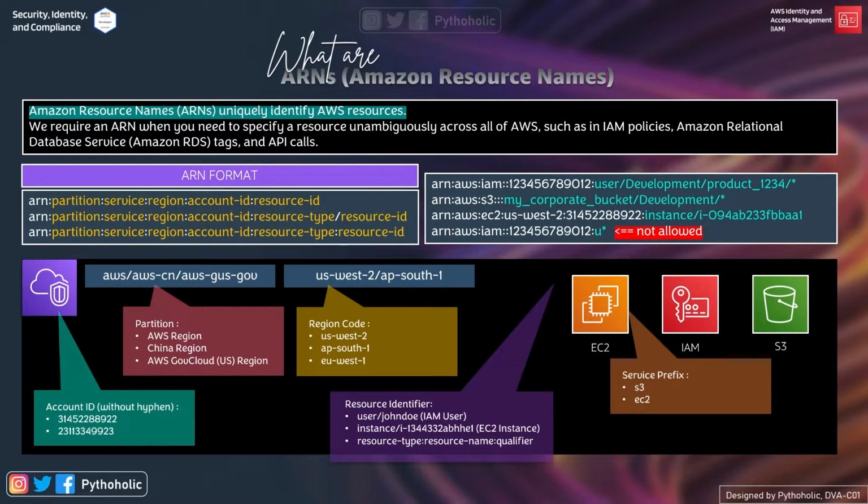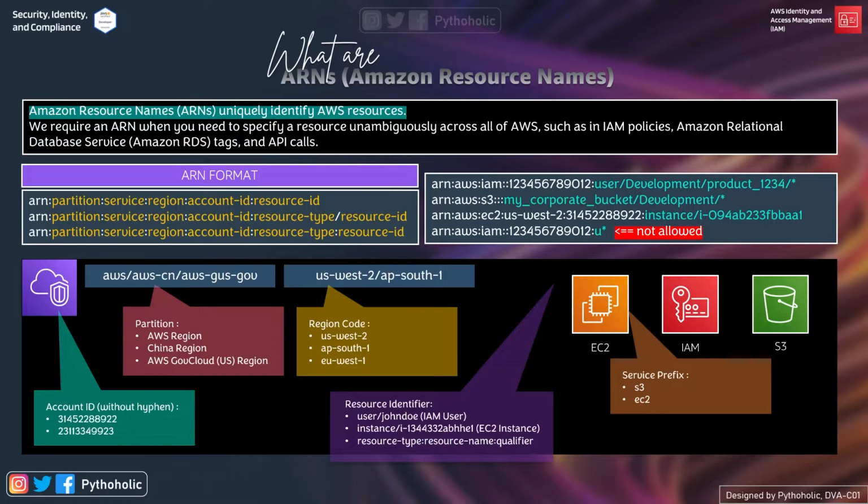And if you also had a requirement, we could have also specified user/star to mean all users, or if you want to include all groups, you could have also mentioned group/star. That means for all groups. The next one is ARN:AWS:S3:my_corporate_bucket/development/star. And this is an ARN for the S3 bucket path my corporate bucket/development, and all objects within development, as we have a star next to that.